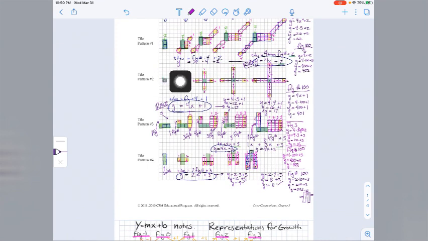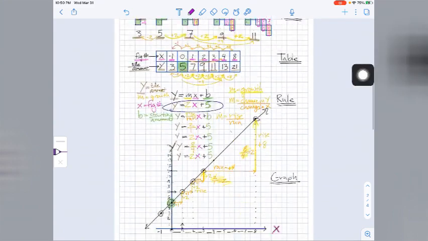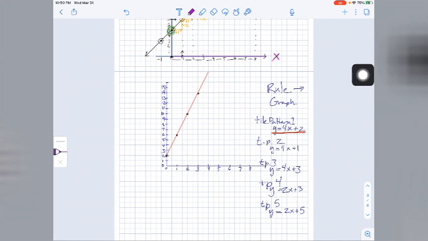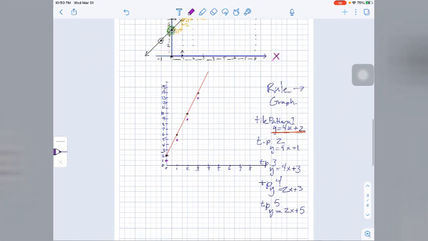Tile pattern 2 starts with 1 and then adds 4 and goes to 5, and adds 4 more and goes to 9, and adds 4 more and goes to 13, and then 17. So let's do that. In tile pattern 2, figure 0 has 1. Figure 1 has 5. Figure 2 has 4 more, which is 9. Figure 3 has 4 more, which is 13, and if it kept going, it would go up here like that.